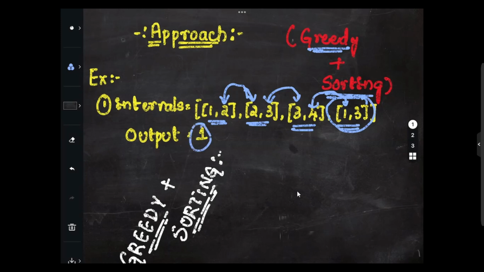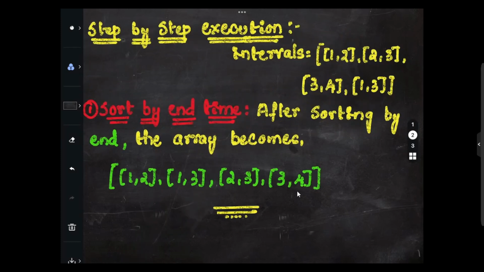So we need to return the count of how many such intervals can be removed. Here in this case 1, so we are returning 1 as output. So I hope this is clear. We have already discussed this one, right? So let's discuss the step-by-step execution here. The intervals we have here are 1 comma 2, 2 comma 3, 3 comma 4 and 1 comma 3. It's the same one, the first one we are considering here.